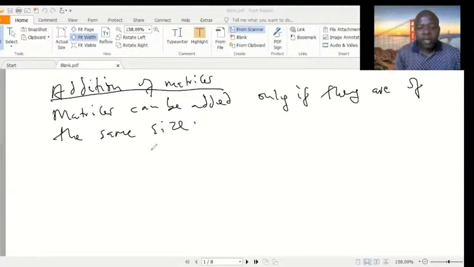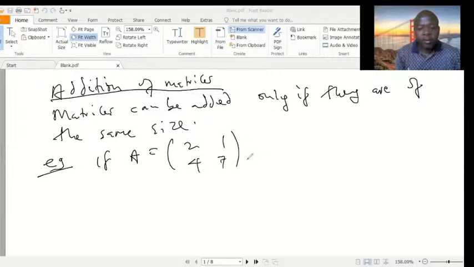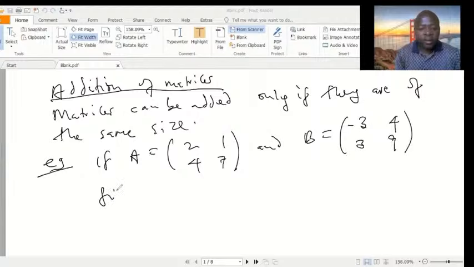If they're of the same size, then you can add. If they're not of the same size, you cannot add those matrices. For example, if A is [2, 1; 4, 7] and B is [-3, 4; 3, 9], find A plus B. This is very easy for us.